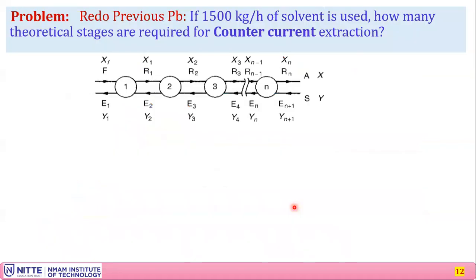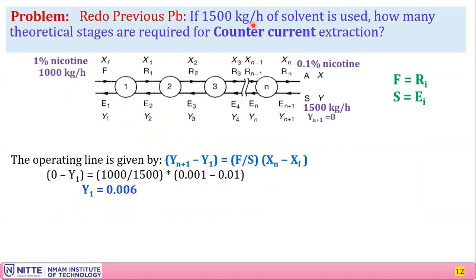Alright, let us solve the same problem, that is with the 1500 kg of solvent only. Instead of cross current, let us go for counter current operation. In counter current operation, let us write the material balance. That is, the operating line will be written as yn plus 1 minus y1 is equal to f by s times xn minus xf. Now this is the data that we have given in the problem: 1% nicotine, 1000 kg per hour, solvent quantity and concentration, product concentration. These are known to us.